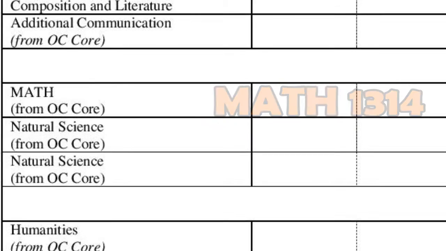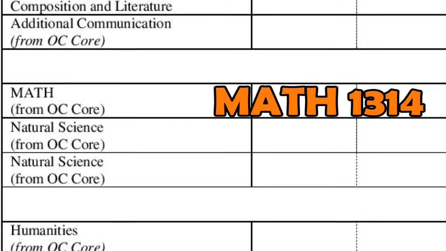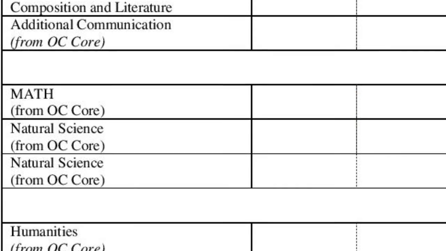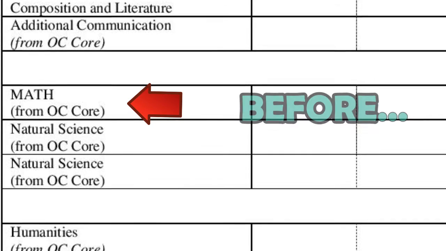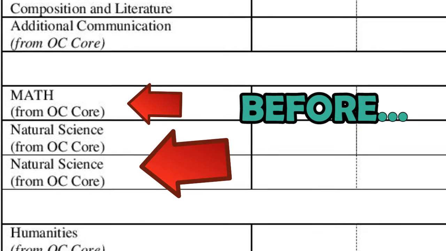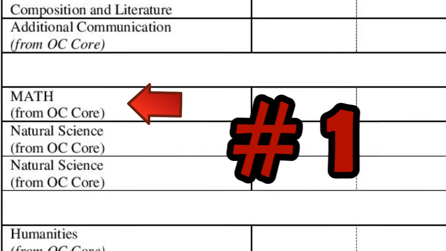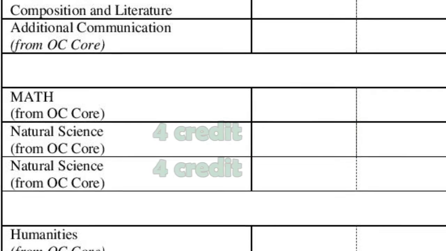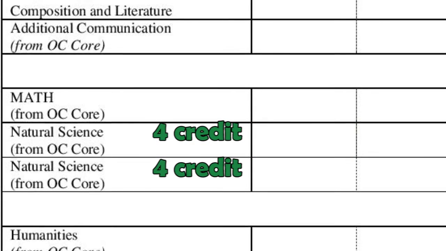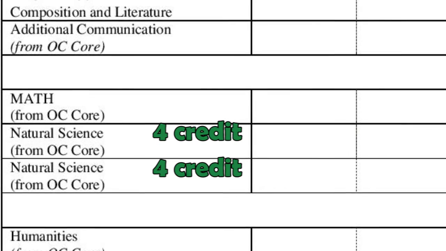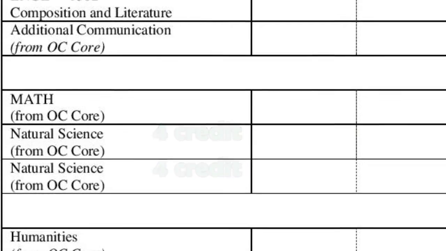You are required to take Math 1314 College Algebra, or if you've placed higher than College Algebra, the math you placed into before you began your science classes. This means your math class is one of your first classes to take. There are 2 4-credit science classes required. These science classes must be 2 of the same sciences.